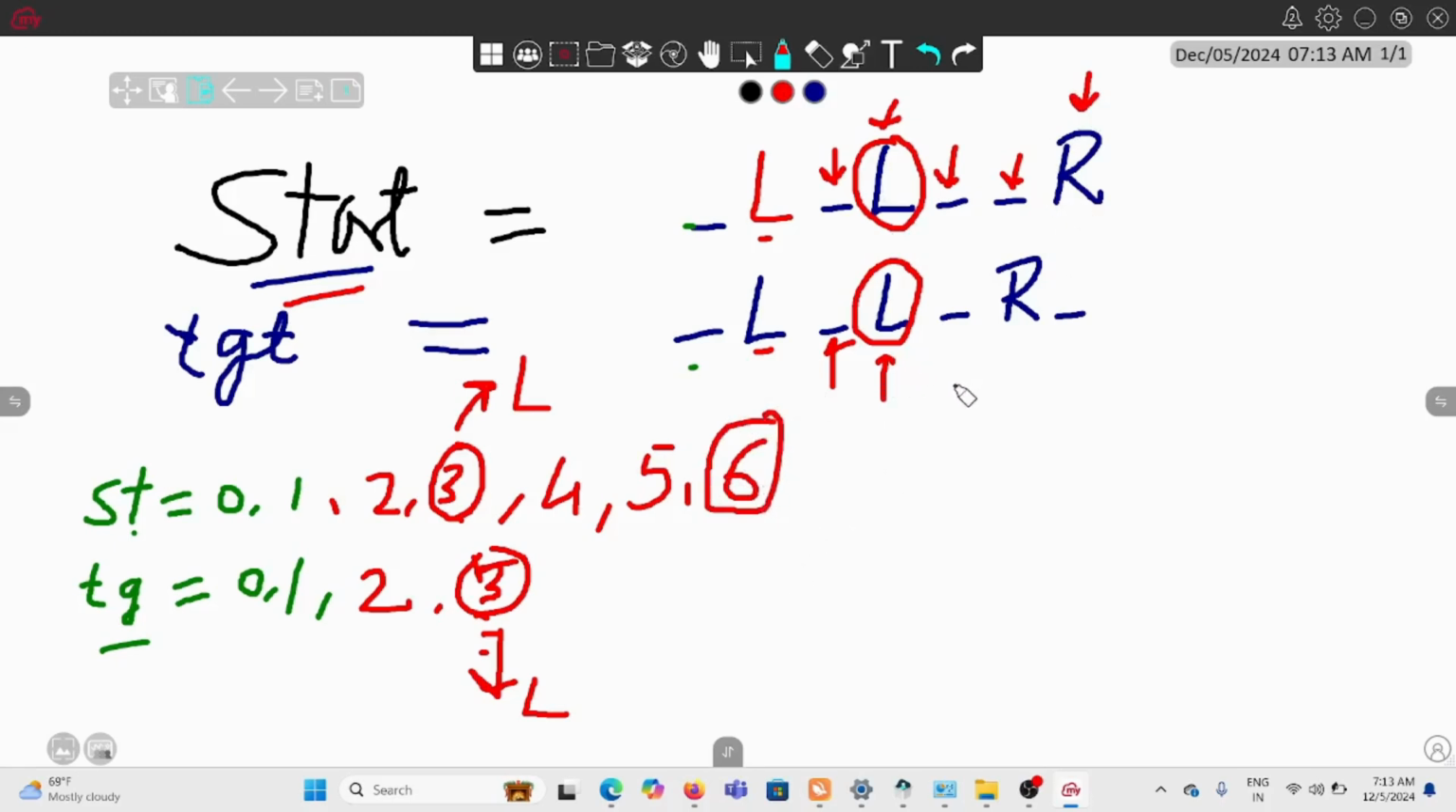So now we will go here. What is this? This is underscore. So this also would be increased. So now this would become 4, right? Then we'll go to the next guy. This is R, so this will become 5. Now we will stop here.